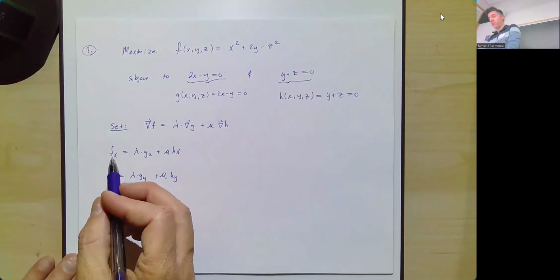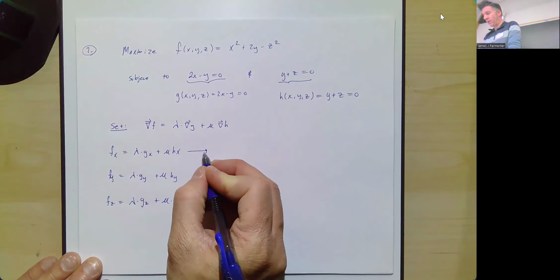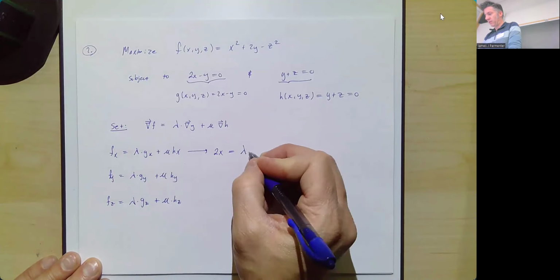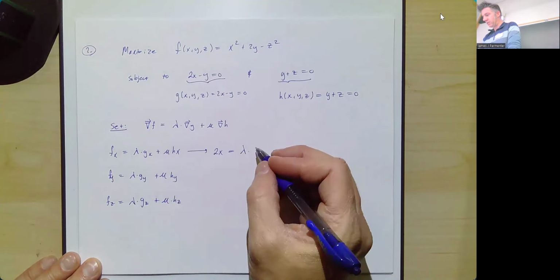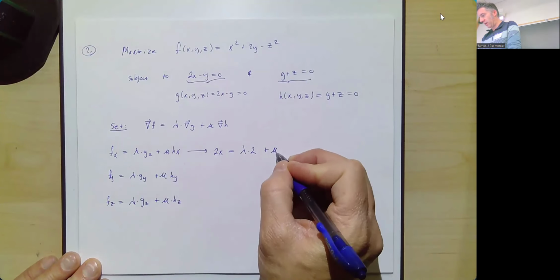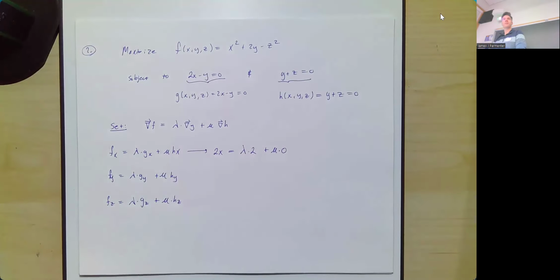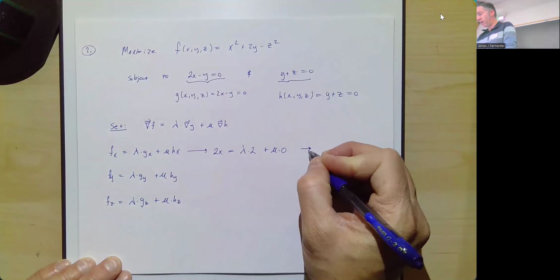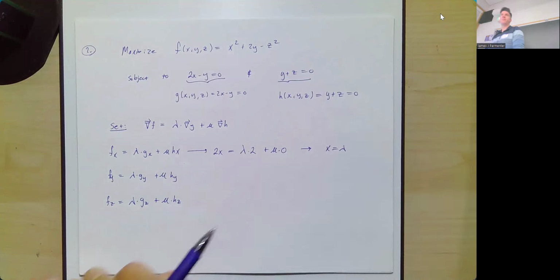You can totally skip writing this and just say, oh yeah, I know what fx is, it's 2x. I know what lambda times gx is, 2. I know what mu times hx is, 0. And I would do whatever minimal simplification you can right after that. Like here, it's really easy to divide both sides by 2 and just say, oh great, x equals lambda.